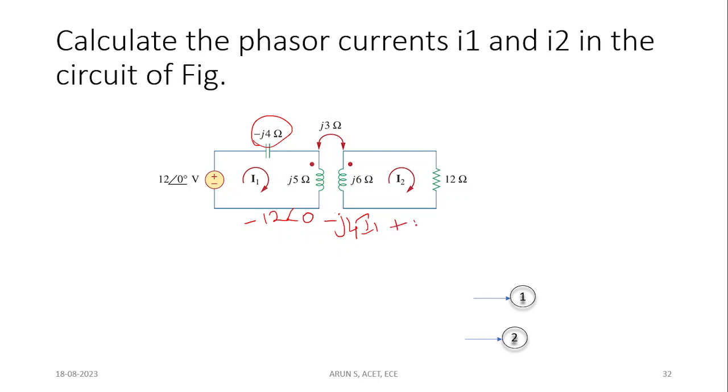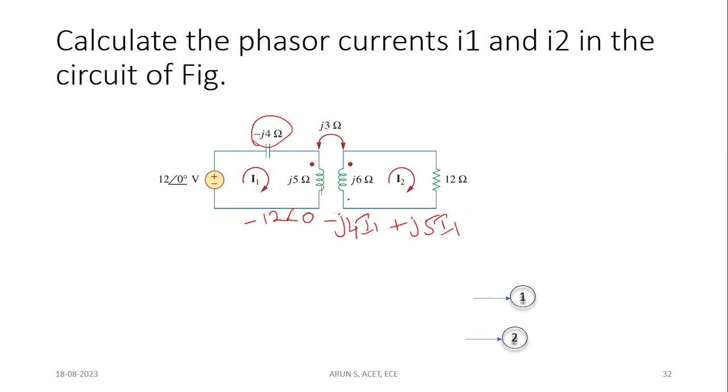There is a self-induced voltage across this, plus J5. Due to the current I1 flowing through this inductor, the self-induced voltage will be generated. There will be one more voltage called the mutually induced voltage, due to the current I2 flowing in J6. Due to the current I2 flowing in J6, there will be a mutually induced voltage across J5. I'll use a different color for that.